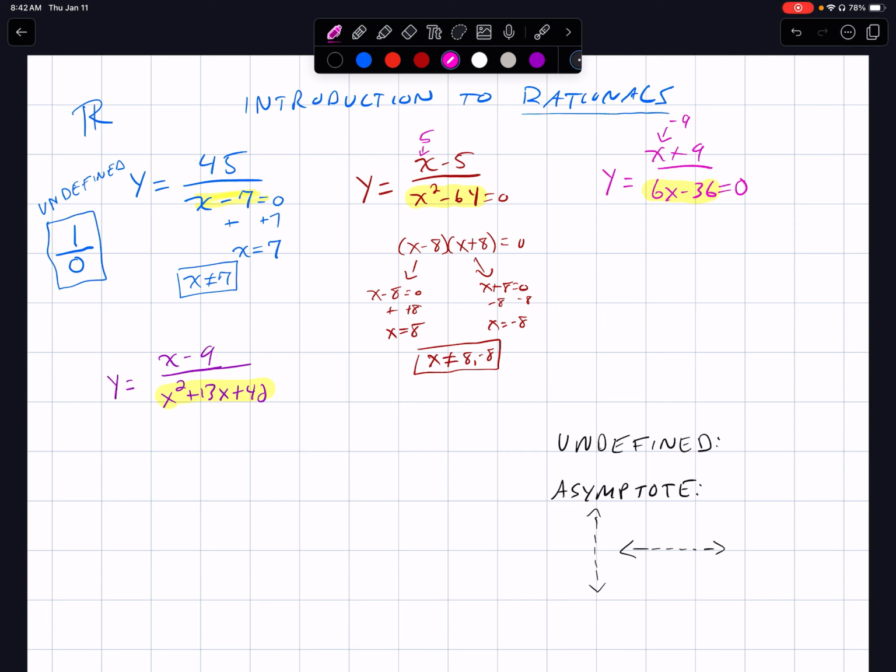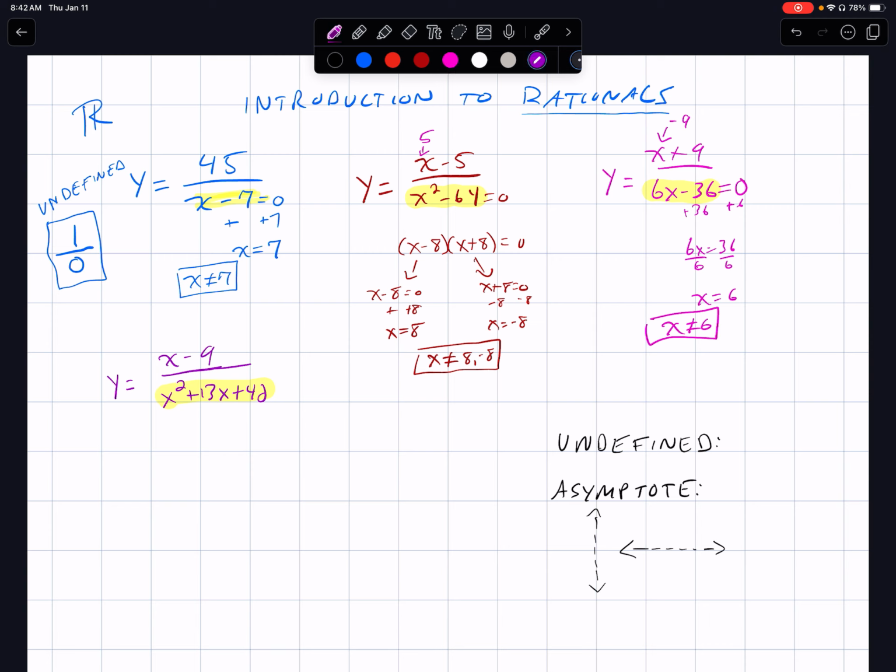So if I solve for this, I'm going to add 36 to both sides. I've got 6x is equal to 36, and then divide by 6, and then we're going to get x is equal to 6. That means 6 makes it 0 on the denominator. So x cannot equal 6. It will make this function undefined.